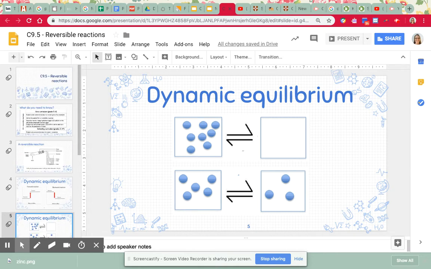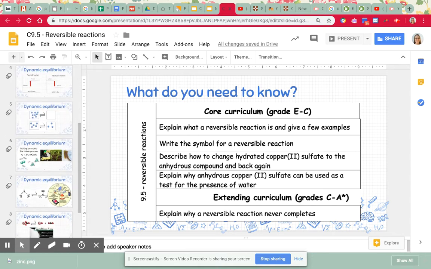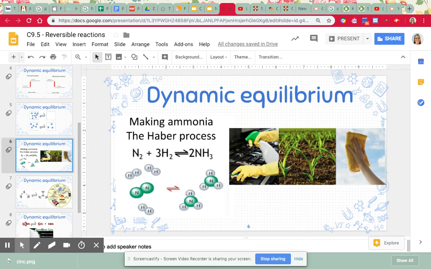So what our learning intentions say is that we need to give a few examples of reversible reactions. Well, I'm going to give you three main ones that we will look into in more detail later on. This thing called the Haber process, we will learn exactly how this happens, but mixing nitrogen with hydrogen and turning it into ammonia is a really, really important reversible reaction for the chemical industry.